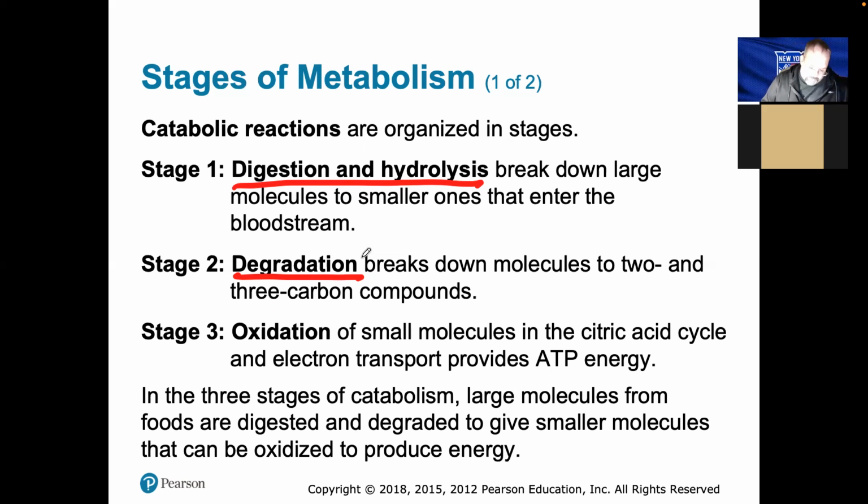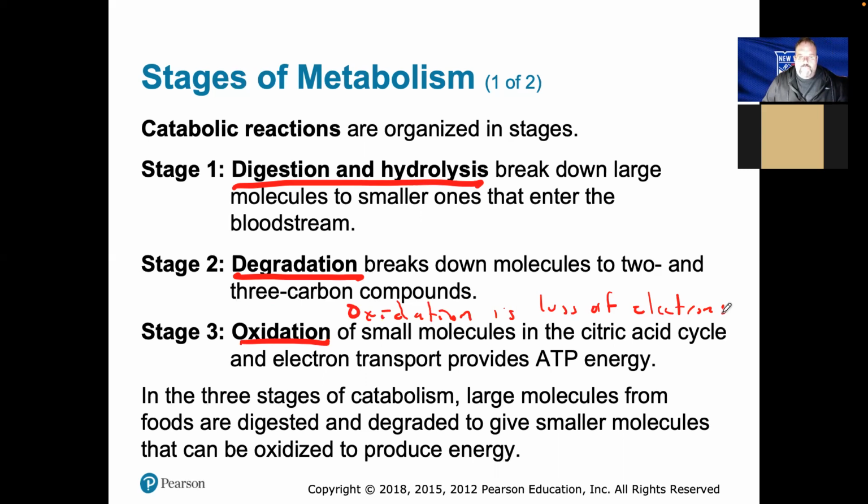And then oxidation, which would be stage 3. Remember, oxidation is an increase in the number of carbon to oxygen bonds in the organic chemistry world. The other definition of oxidation, which comes into play here a little bit more, and we saw this in the earlier chapters, is the loss of electrons. The acronym OIL RIG: oxidation is loss, reduction is gain. The oxidation of small molecules in what is known as the citric acid cycle and electron transport provides ATP energy.